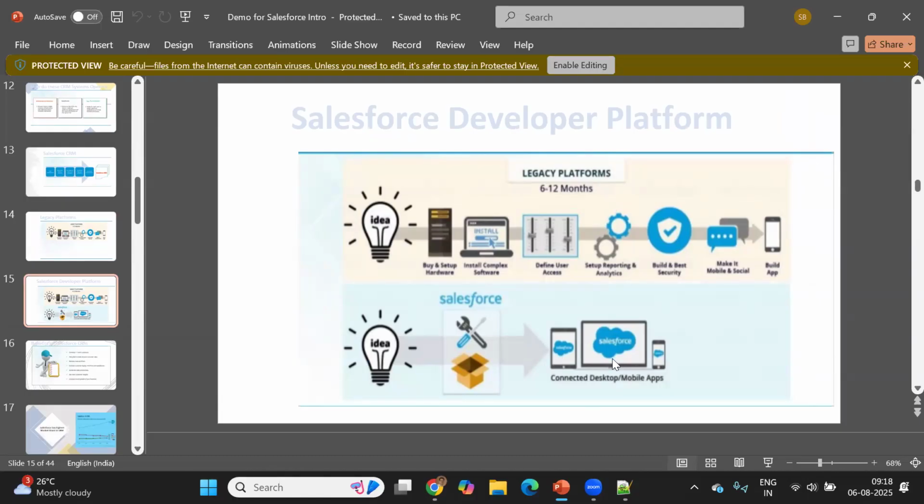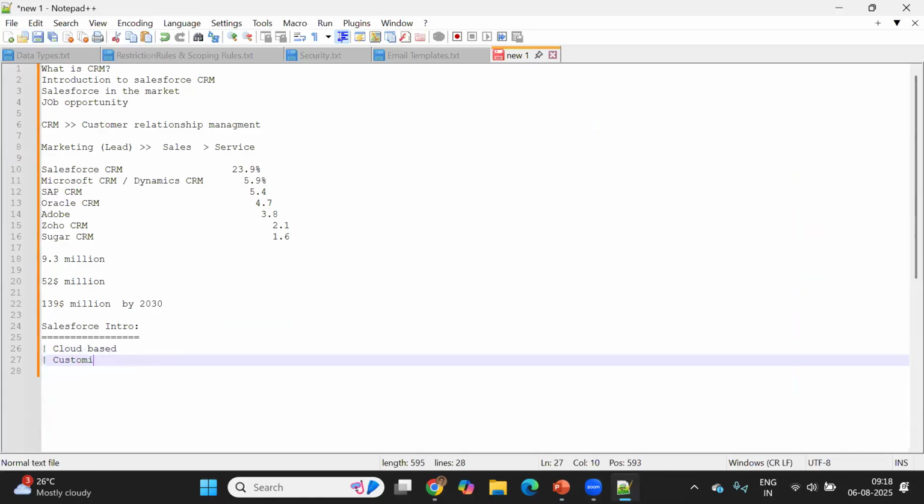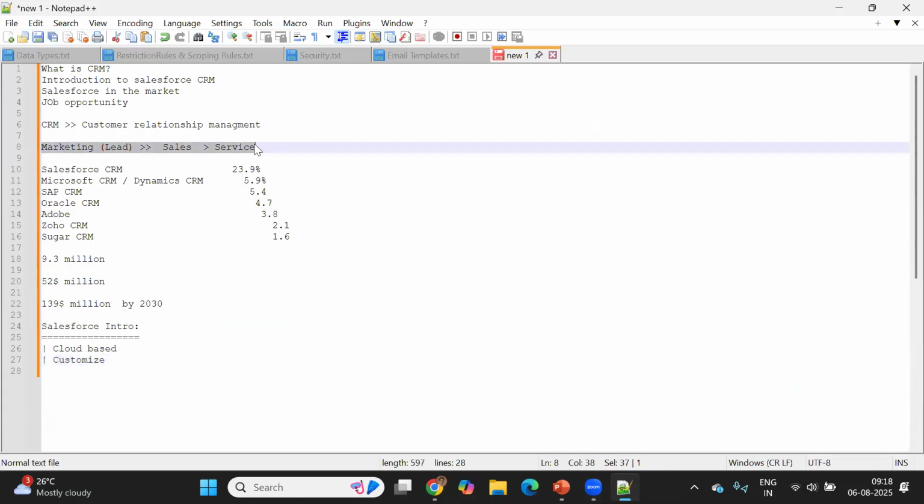And if you want any customization, any extra functionality you want to implement, then you can develop that in the applications, right? So it is cloud-based, and it allows you to customize the application. What is this customization? Now, as I said, marketing, sales, and service are the core business applications for any sort of business. That means it is plug and play. After purchasing a license, you can start using sales and service.